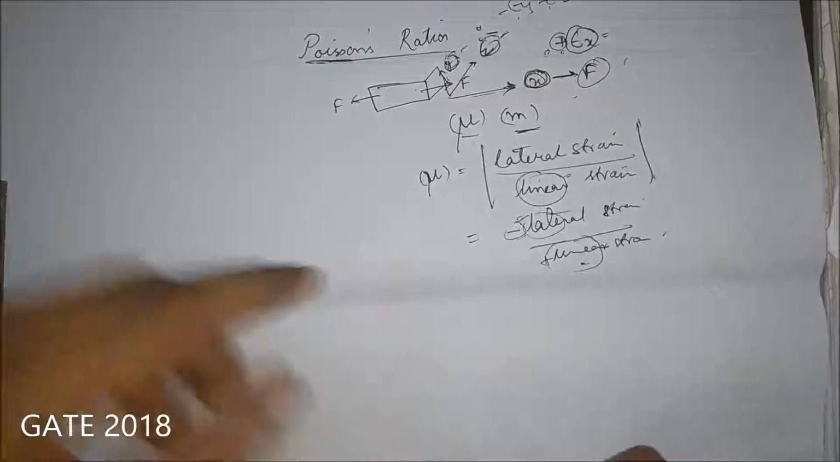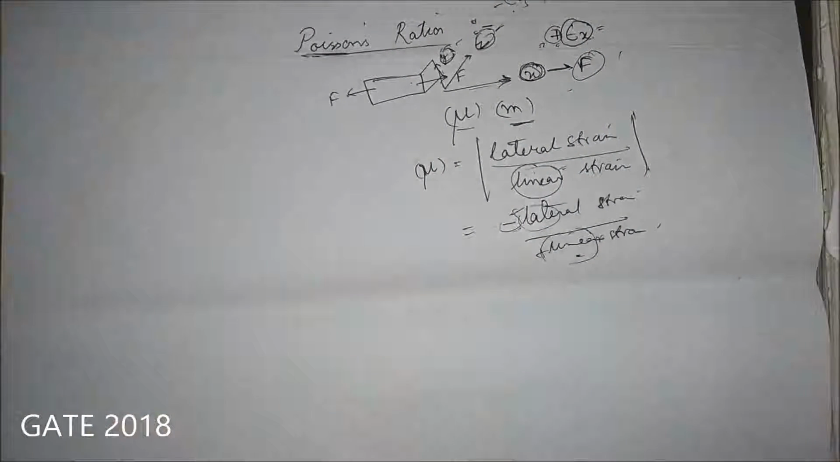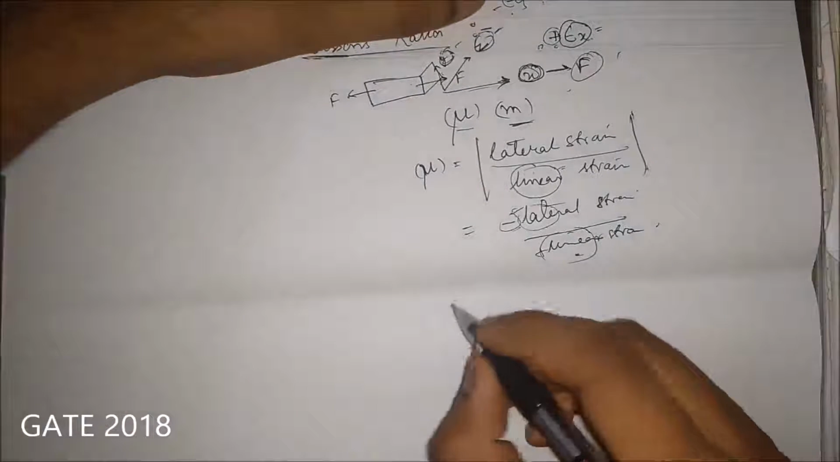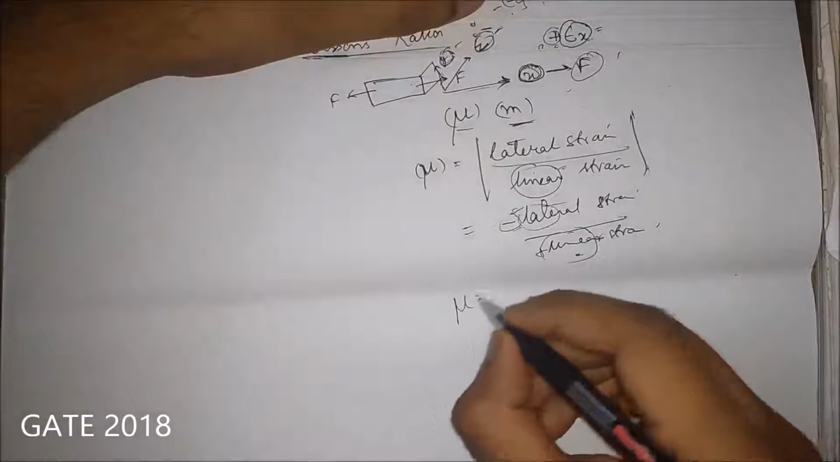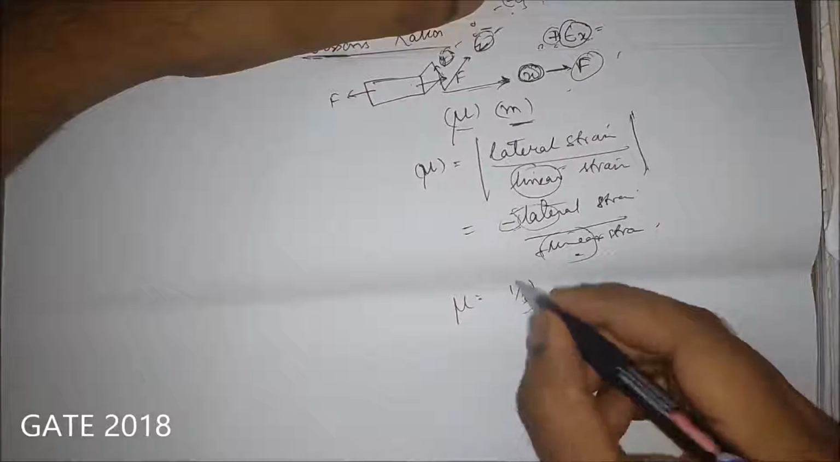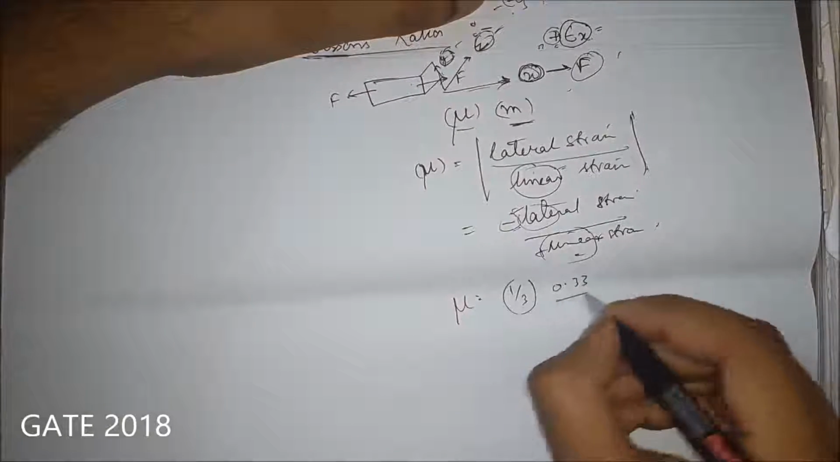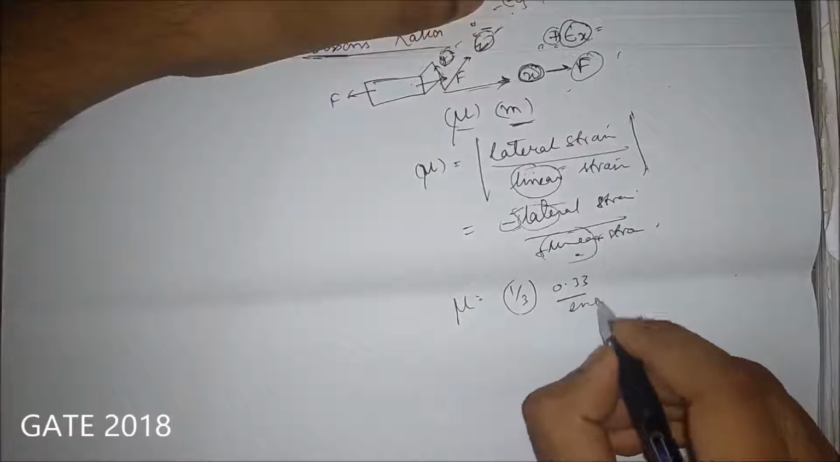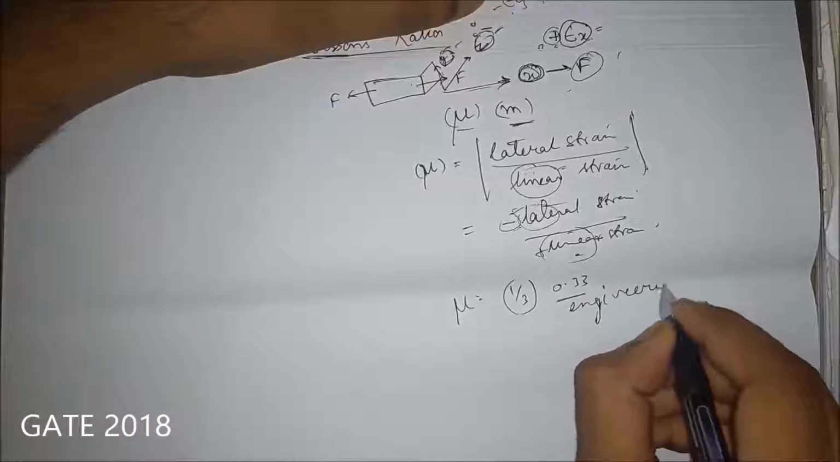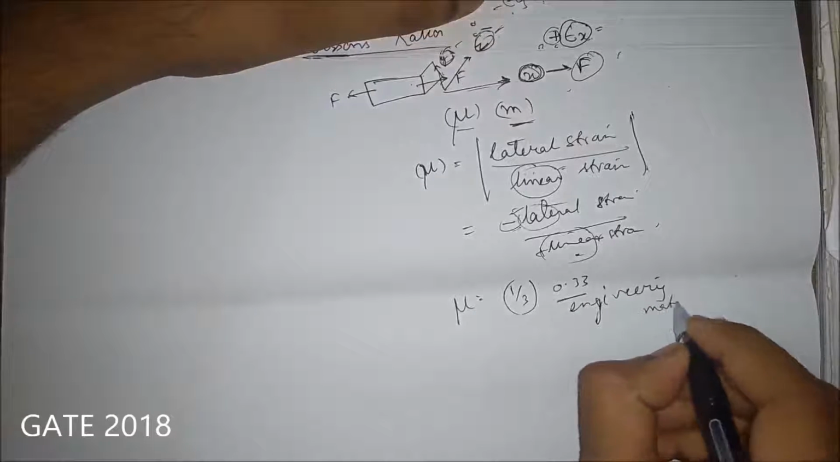Got it? So this has been asked already in the GATE paper, and the value of mu will be 1 by 3 or 0.33 for most of the engineering materials. You have to remember this, engineering materials.